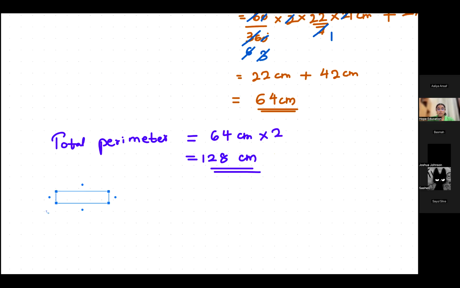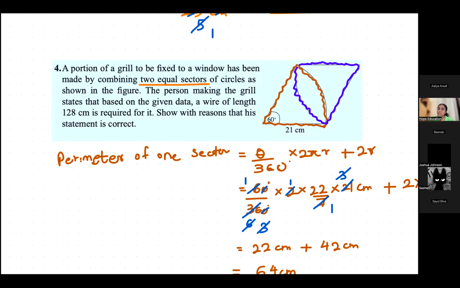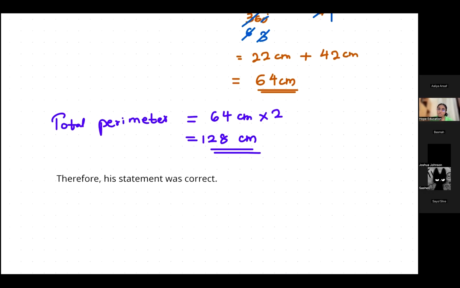Therefore his statement was correct. That is what show with reasons that his statement was correct means. It is correct, right? His statement is correct.